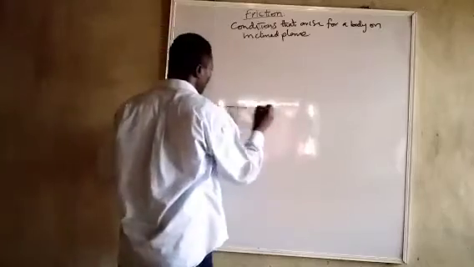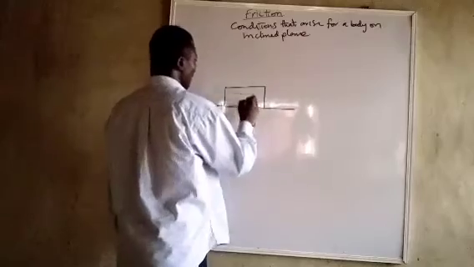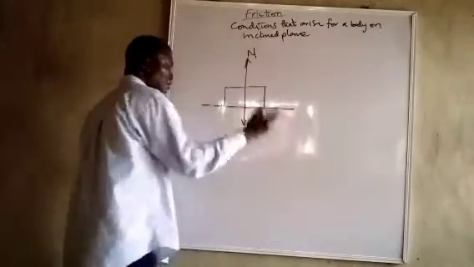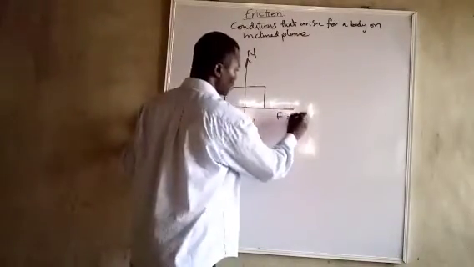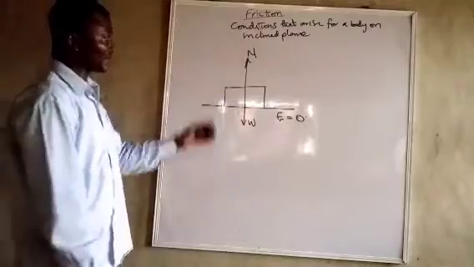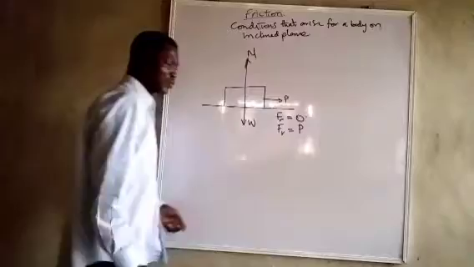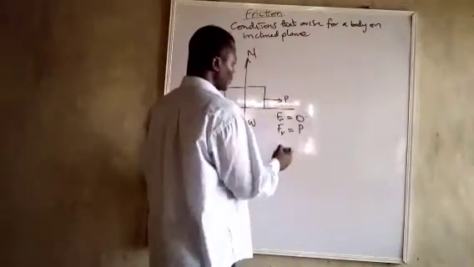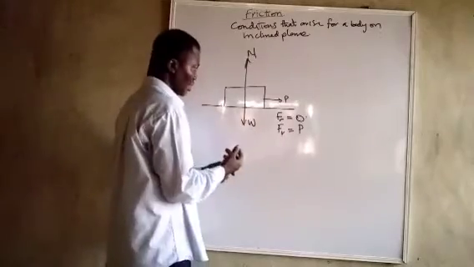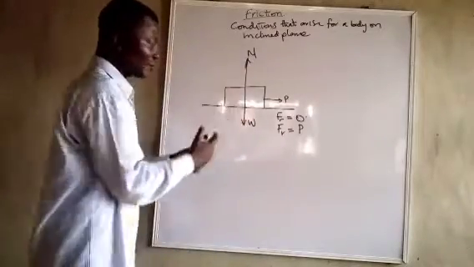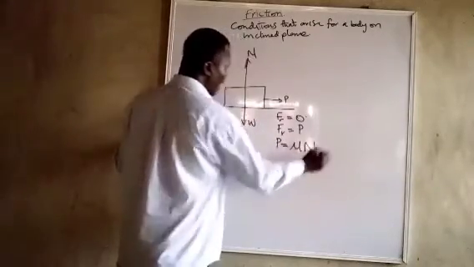When we have a body on a horizontal plane like this, we have the weight and then the normal. The normal will be equal to the weight. If no force acts on it, the frictional force will be equal to 0. If a force P acts on it, Fr will be equal to P. And if we increase P, at a point the body will show a tendency of motion. So we have reached the limiting frictional force. Therefore, P will be equal to mu N at that point.